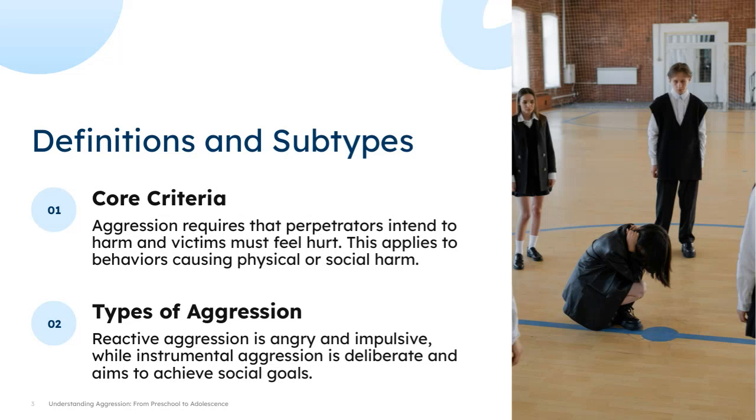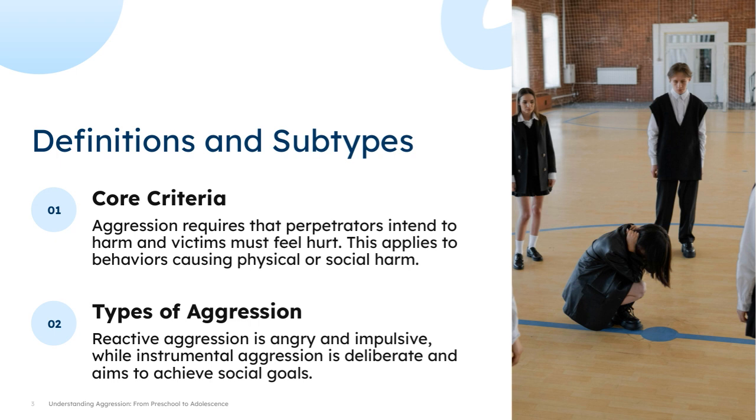Here, we're looking at the core criteria that define aggression. For behavior to be considered aggressive, the person must intend to cause harm, and the victim has to actually feel hurt, whether that harm is physical, like hitting, or social, like exclusion or bullying. Understanding these elements is crucial because it helps us identify when aggression is truly taking place.